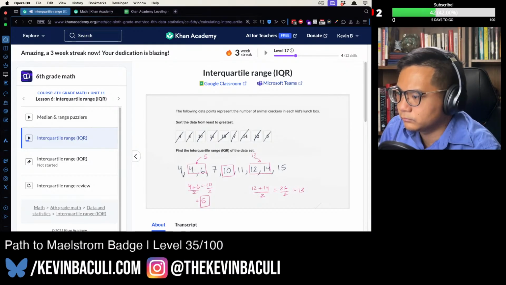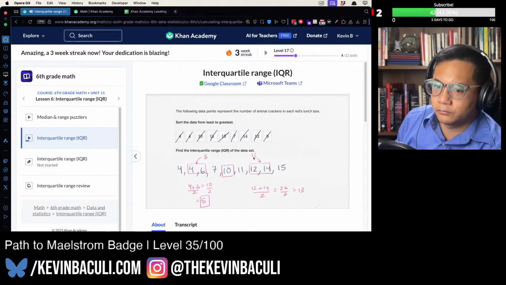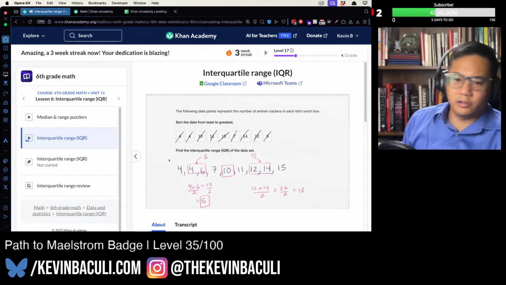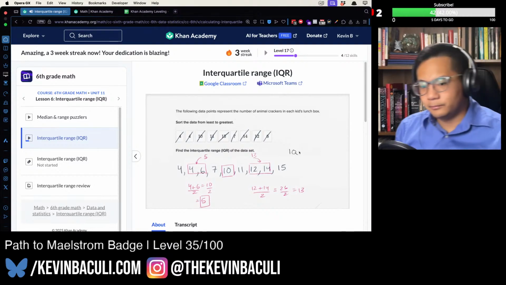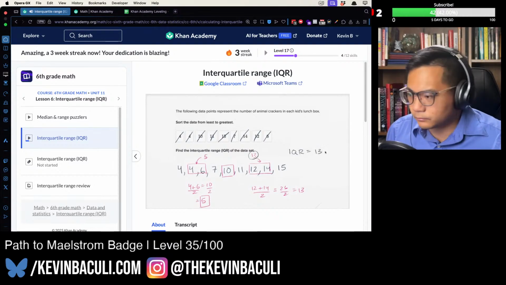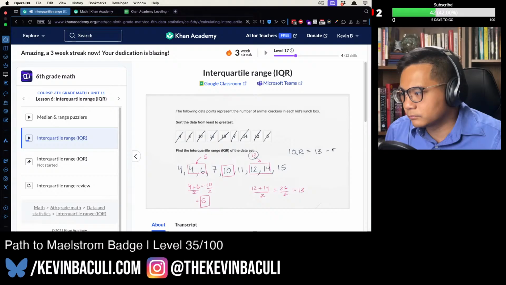So there you have it. I have the middle of the first half is 5. I have the middle of the second half, 13. To calculate the interquartile range, I just have to find the difference between these two. So the interquartile range for this first example is going to be 13 minus 5. The middle of the second half minus the middle of the first half, which is going to be equal to 8. Let's do some more of these.